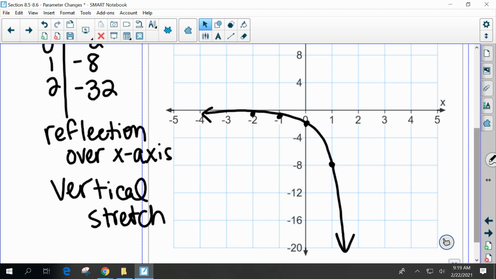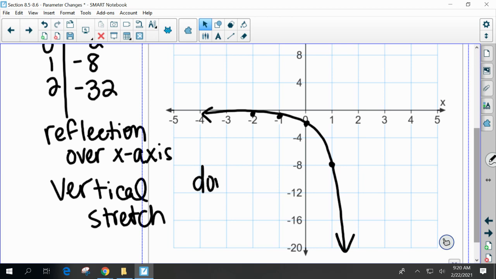So you can have a reflection with a vertical stretch and you can have a reflection with a vertical shrink. However, you cannot have a vertical shrink and a vertical stretch happening in the same equation. That doesn't make sense, right? That would be like pulling it and pushing it back together and all that. So you can either have a reflection and a shrink, a reflection and a stretch, but you can't have the stretch and shrink. Those can't be two options that go together.